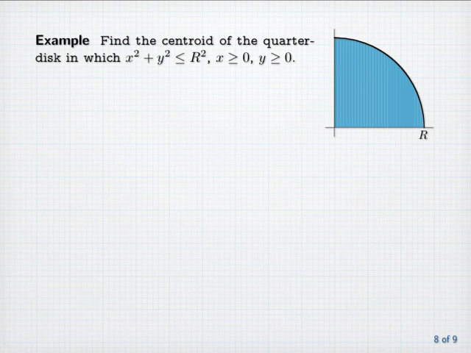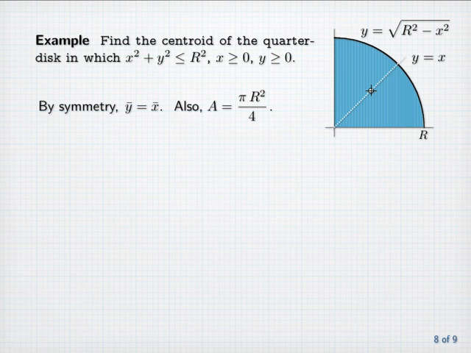So let's notice that that quarter circle is the graph of y equals the square root of r squared minus x squared. Now there's a line of symmetry here, the line y equals x, and we know that the centroid must live on that line. So y bar will equal x bar. Also, we don't need to integrate to get the area of the region. That will be 1/4 of pi r squared.